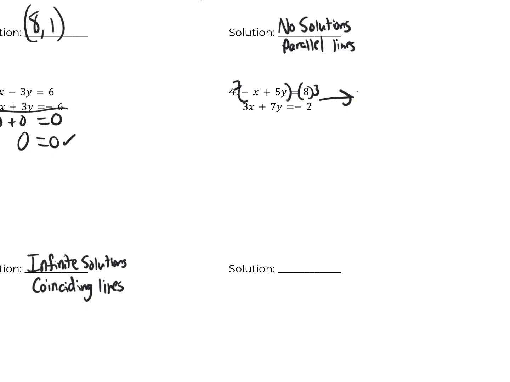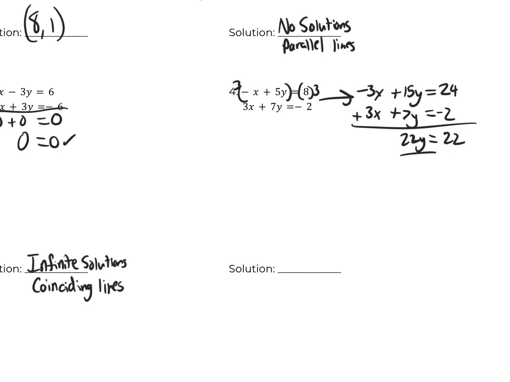So 3 times negative x is negative 3x. 5 times 3 is 15y. And 8 times 3 is 24. And the right side, or the bottom one, stays the same. Didn't do anything to the bottom. So now we're ready to add those together. Negative 3x plus 3x, that's 0. They cancel out. 15y plus 7y, that's 22y. And then I have 24 minus 2, that's 22. Divide by 22, y equals 1. So our y is 1.